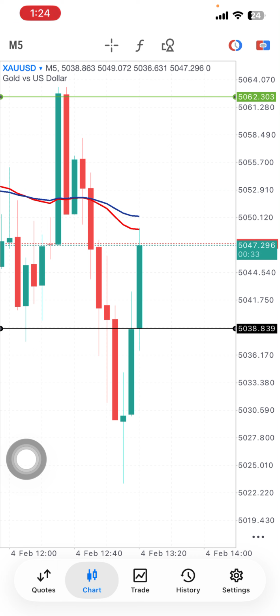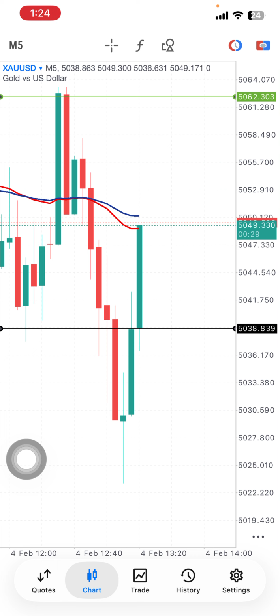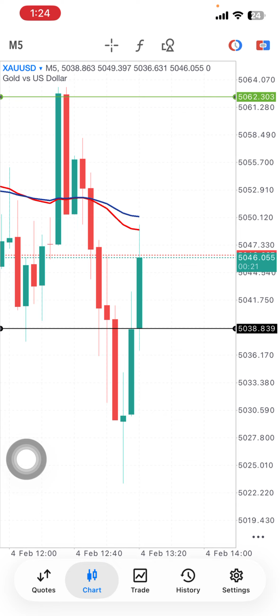And then don't forget that you have to use your stop losses, your TP and everything. And then I told you that I'm expecting the TP to be around 5060, which is about 4000 and something pips. So let's see and wait patiently.